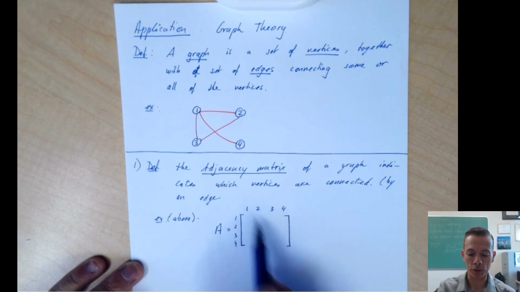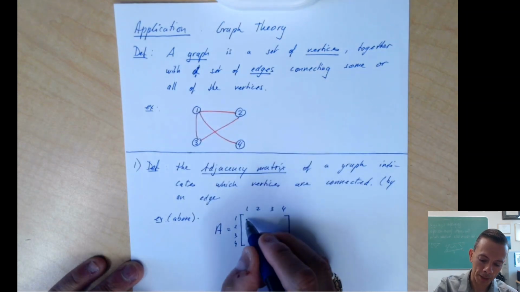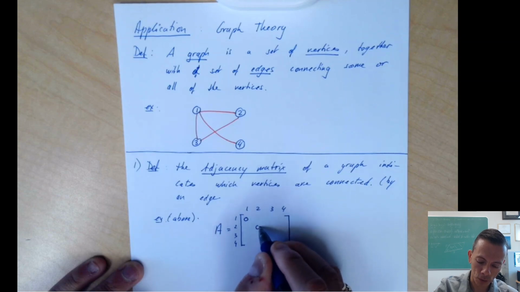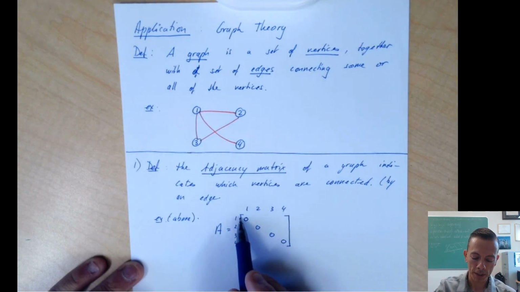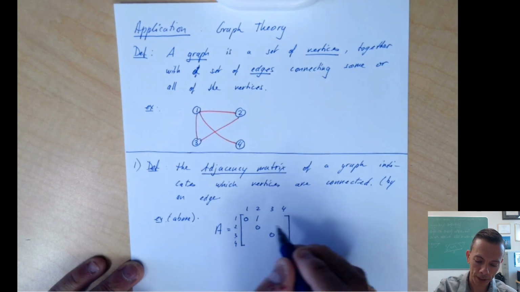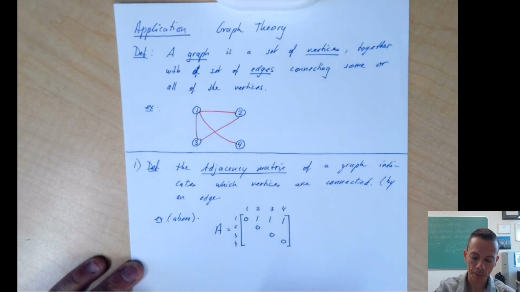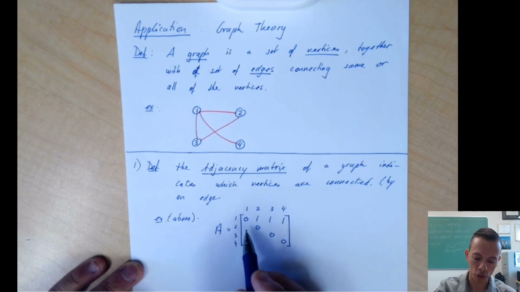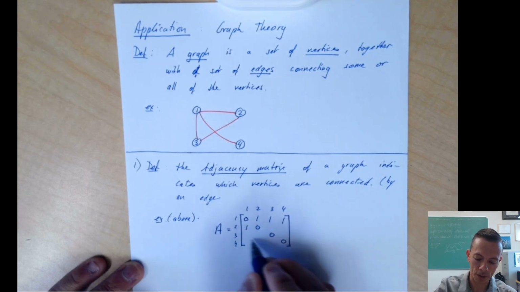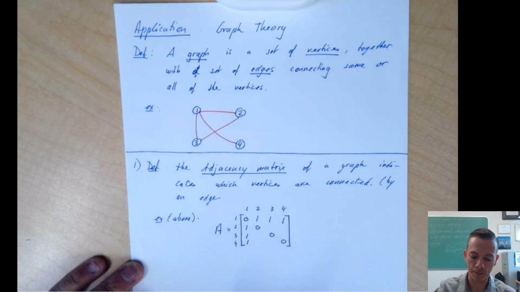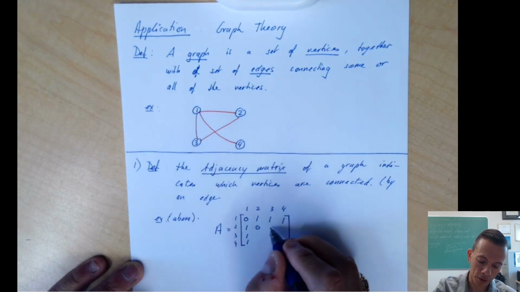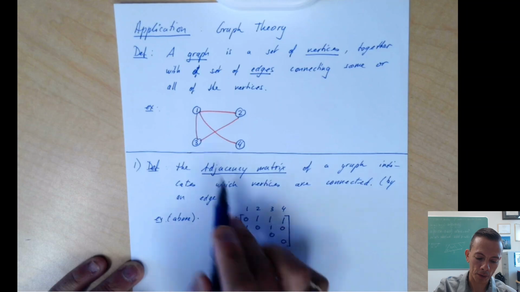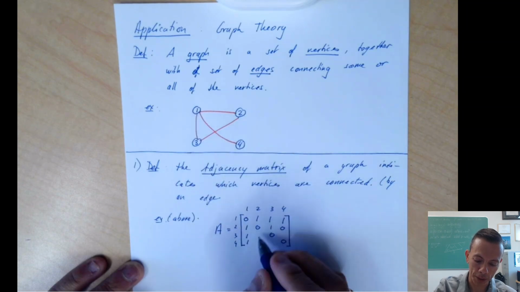1 if the 2 vertices are connected, and 0 if they're not. So we're going to assume that the vertices are not connected to themselves. So you have 0 on the main diagonal. 1 is connected to 2, and 3, and 4. That means that 2 is connected to 1, 3 is connected to 1, and 4 is connected to 1 as well. 2 is connected to 1 and 3, but not 4. And 3 is only connected to 1 and 2, but not 4.